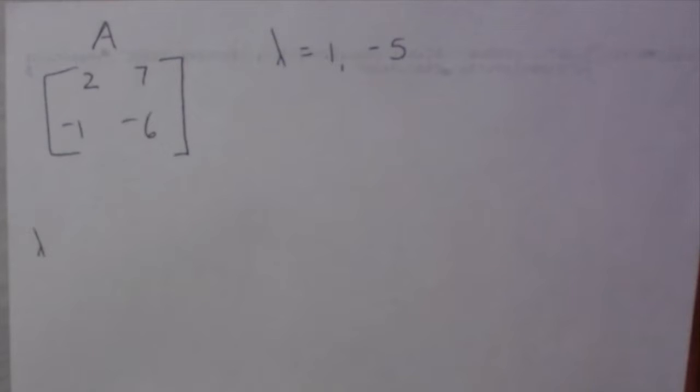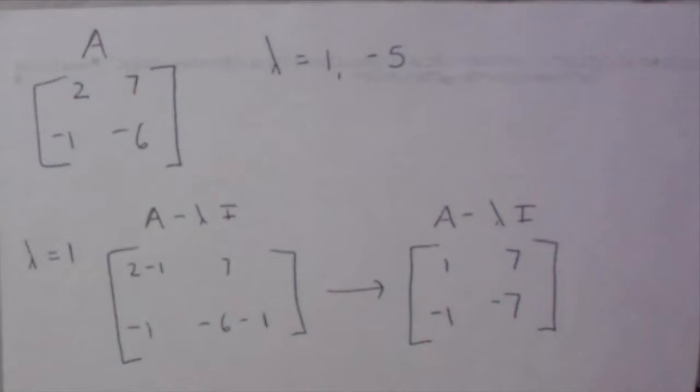So now I'm going to show how to find eigenvectors. This matrix A, we have its eigenvalues now, so we're going to choose one to start with. I'm going to choose 1. And what we do is we take that eigenvalue and plug it into A minus lambda I to give us a new matrix that will be linearly dependent. As you see, I plugged it in and end up with this new matrix 1, 7, negative 1, negative 7. And as you can see, the second row is a multiple of the first row, which makes this matrix dependent.